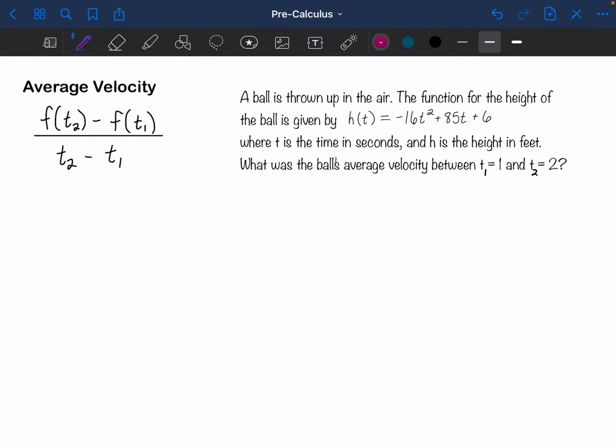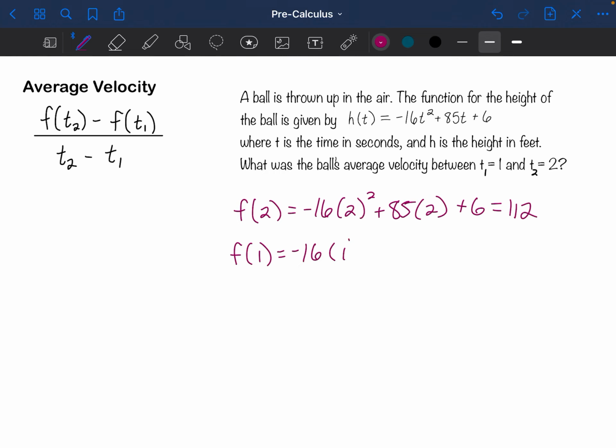So we need to figure out what f of t2 is. So f of 2 and f of 1. So negative 16 times 2 squared plus 85 times 2 plus 6. Quick mental math. Oh, I'm just kidding. Pretty sure that equals 112. Might be wrong. Pretty sure. Then we've got to plug in 1. Same thing. I'm 97% sure that this equals 75.